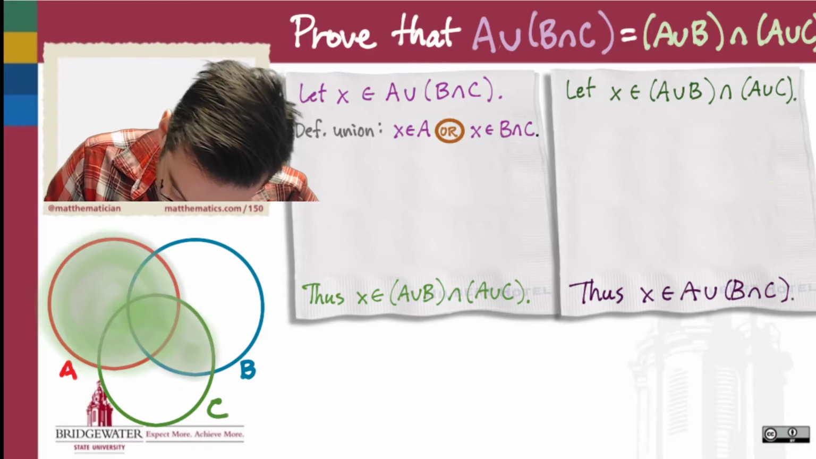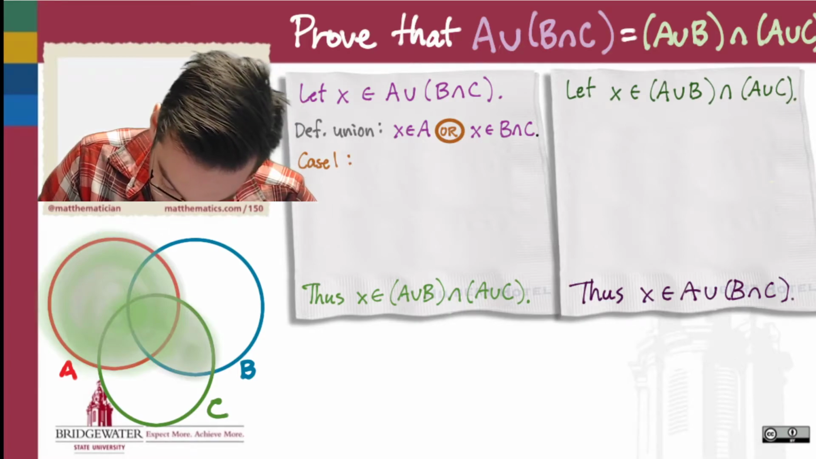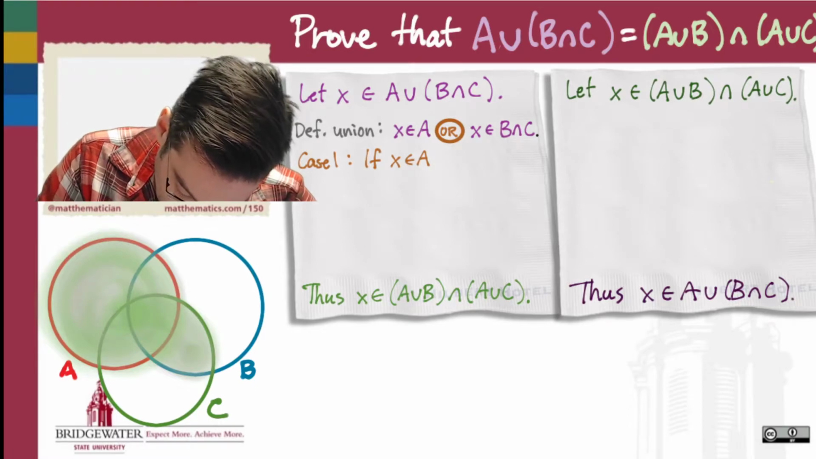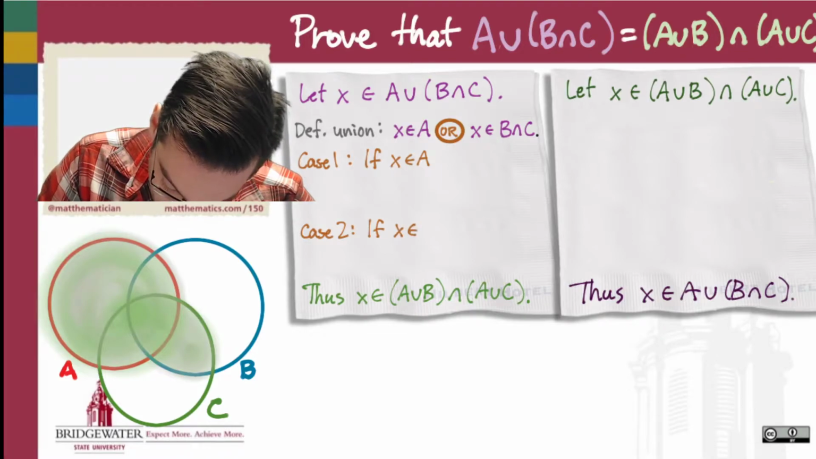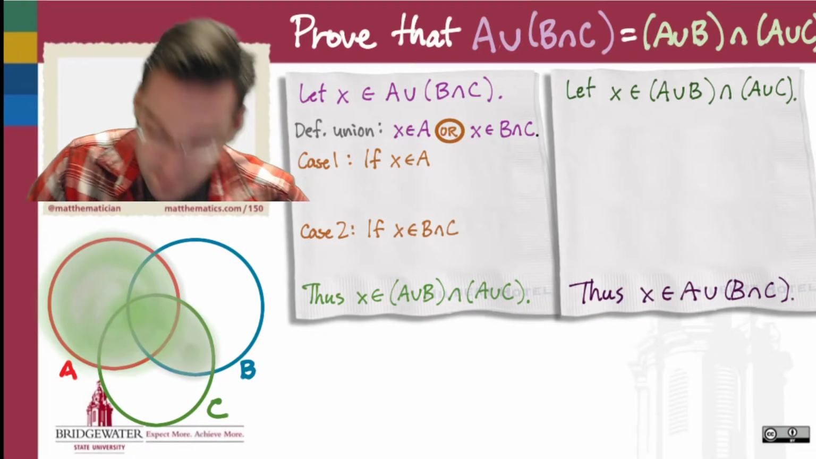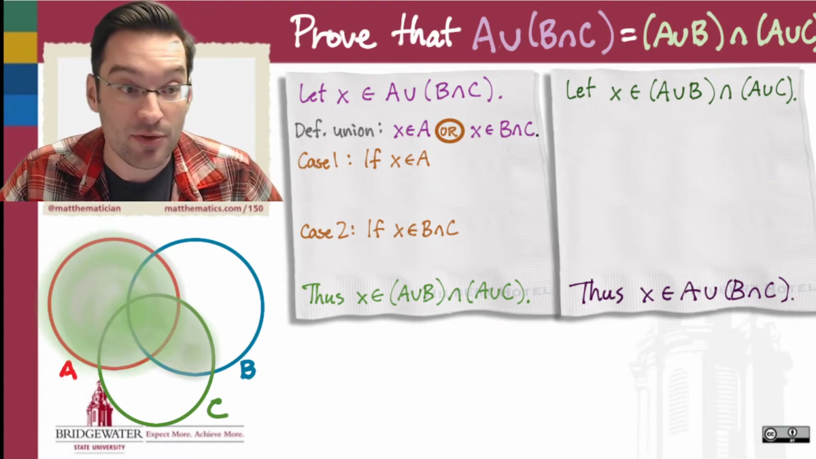into a hallmark of a proof by cases. So I'll make this case 1, if x belongs to A. And case 2, if x belongs to the intersection of B with C. So I break that out into two cases, and now we have to establish each one of those two cases separately.